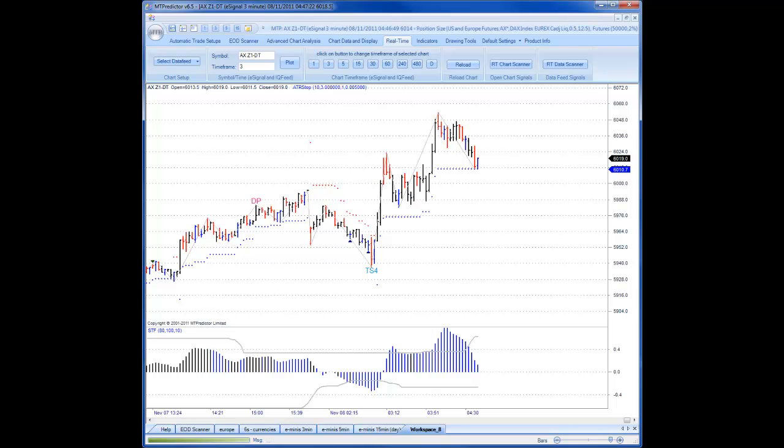In this video I'd like to take a little look at how we could override the trade management of the standard and automatic trade setups, for the more experienced traders among you, by using the larger degree charts. And there's a great example that has just unfolded on the 3-minute DAX this morning.